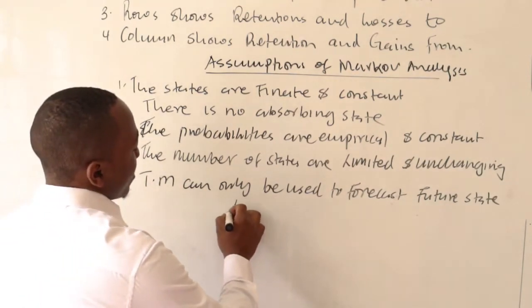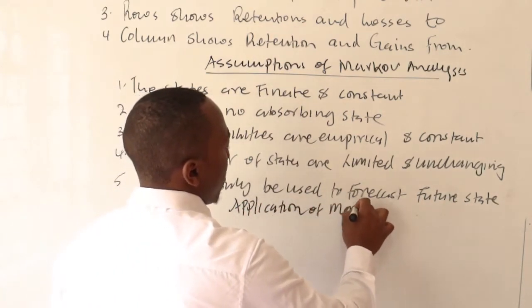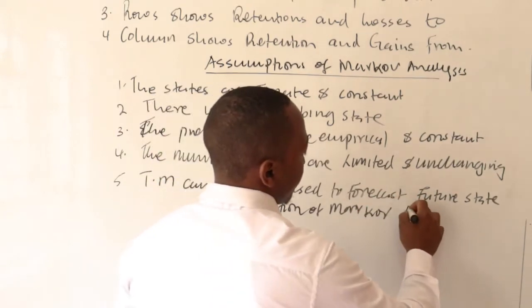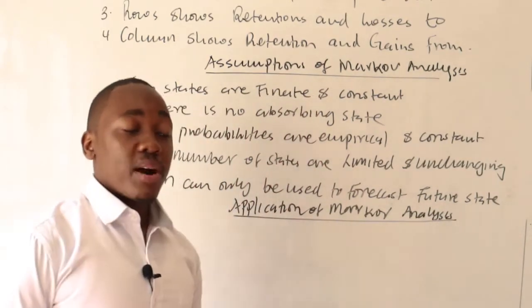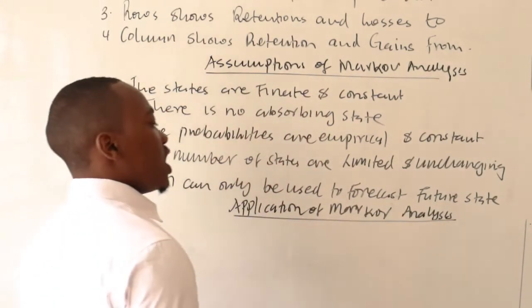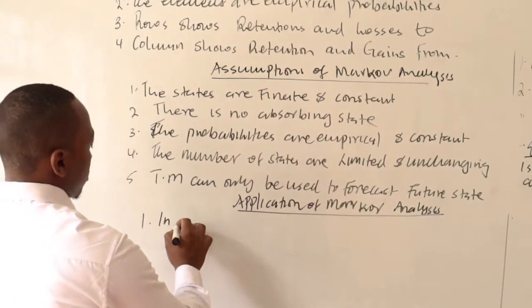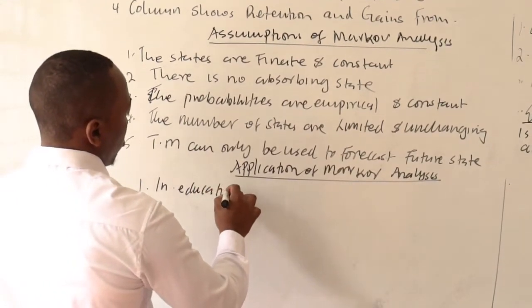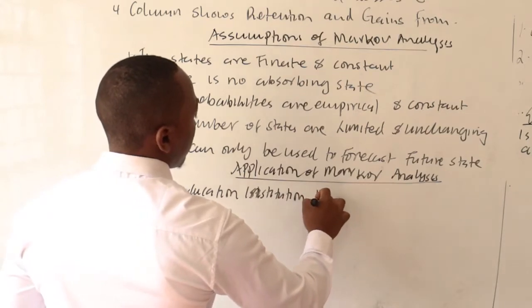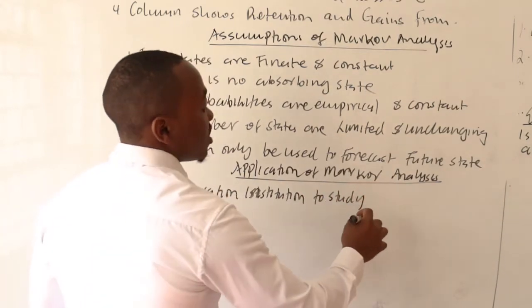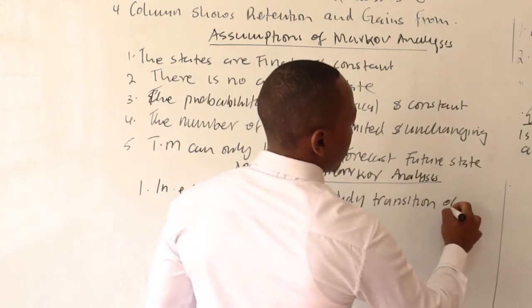Now let's look also at some of the applications. Application of Markov analysis in business. Where do you use Markov analysis in business? Remember you said that Markov is all about the study of movement from one state to another state. So one of the applications is that they are applied in education institutions to study transition of students.